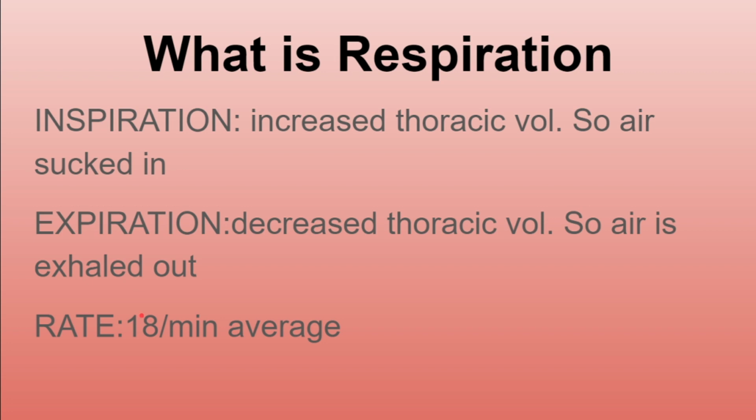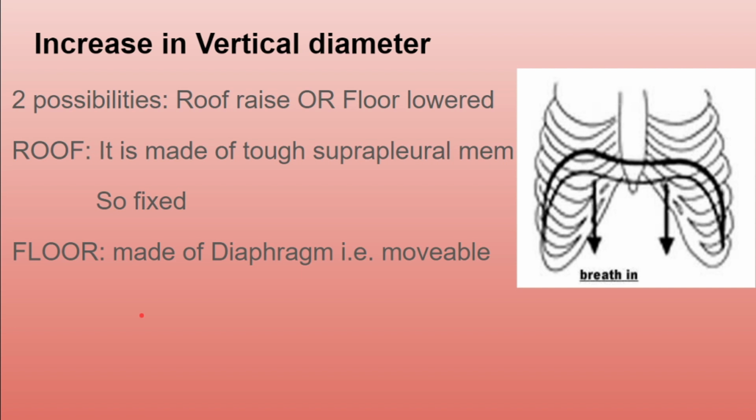Now in the inspiration, as I told you before, there is increase in the thoracic volume. Now how will we be able to increase the thoracic volume? We have mainly three ways. We can increase its vertical diameter, we can increase its anterior posterior diameter and its transverse diameter.